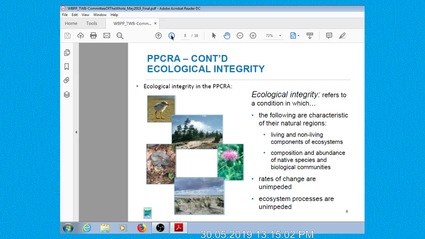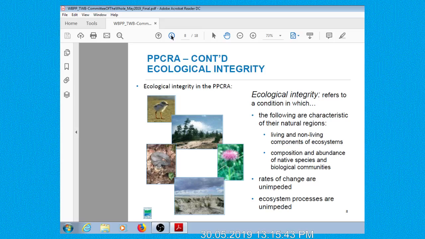Ecological integrity is a main point of the Provincial Parks and Conservation Reserves Act, and quite frankly this is one that we struggle with ourselves because it's a little bit hard to define in really specific terms. In the legislation, this is what ecological integrity is defined as. So a condition in which living and non-living parts of ecosystems and the composition and abundance of native species and biological communities are characteristic of their natural regions. So that's essentially things that should be in the right place are there in the right numbers, and that rates of change are unimpeded and ecosystem processes are unimpeded.